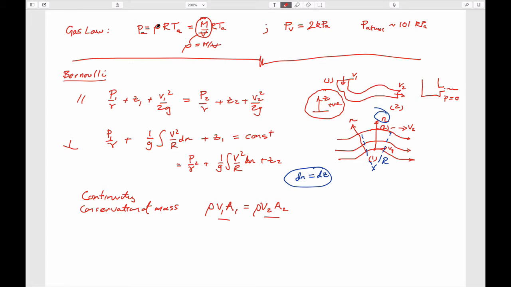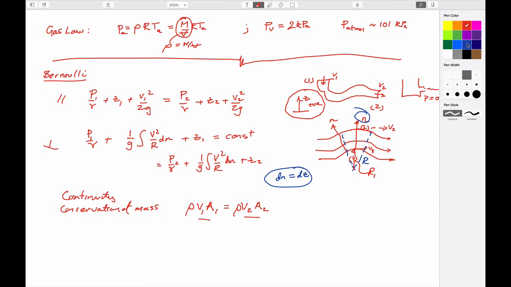Can you shout, please? The radius, it's different. It's the length that it takes to get to this point. So this would be R1, and this would be R2. Okay, great. All right.